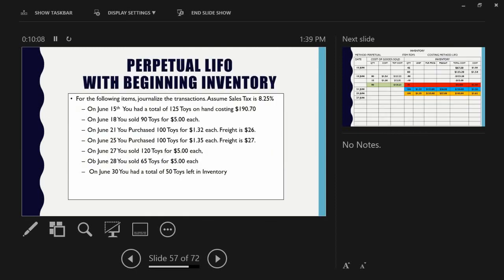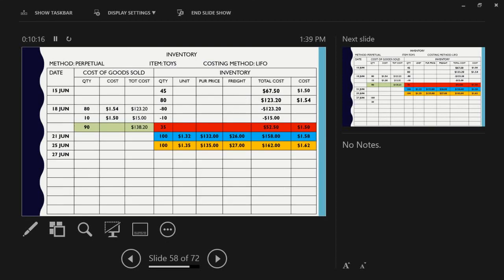So then on the 27th of June, you sold a total of 120 toys for $5 each. So looking at my batches now, which batch am I going to be taking out of first? The orange batch. That's correct. So now I'm going to take my orange, and my second one's going to be taken out of the blue one, right? So I'm going to go ahead and place my orange batch, which cost me $1.62. So what's $1.62 times 100, which we already know. We don't need to calculate that. All right, we're taking the whole batch, so it's 162.